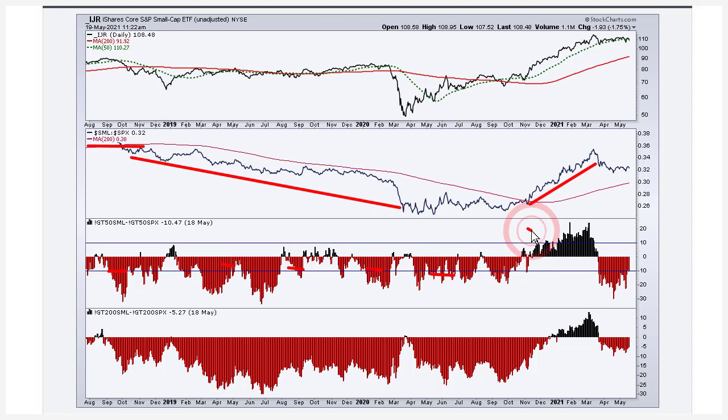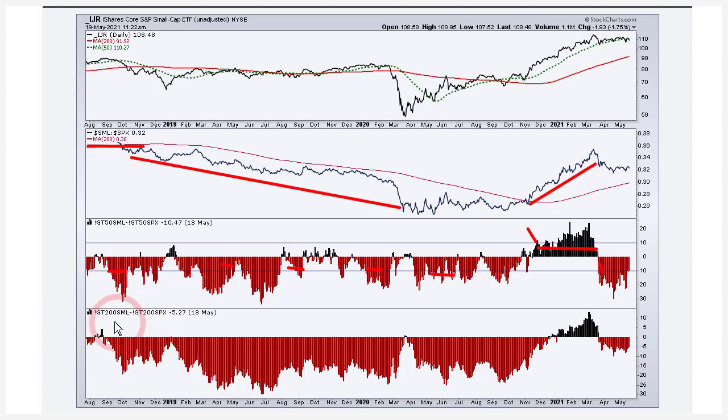But you can see this changed there in November when we got above plus 10%. And so now we've got more small caps above their 50-day moving averages than large caps. But this has changed again here in March when we've got this deep red here. So small caps are again underperforming.